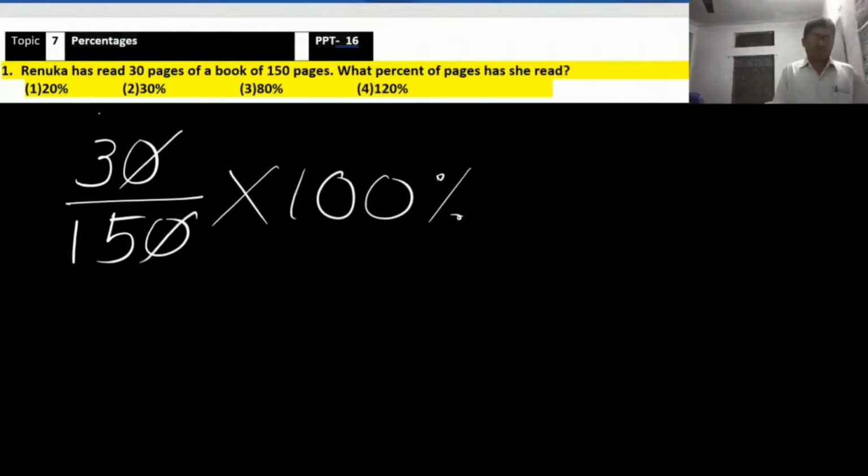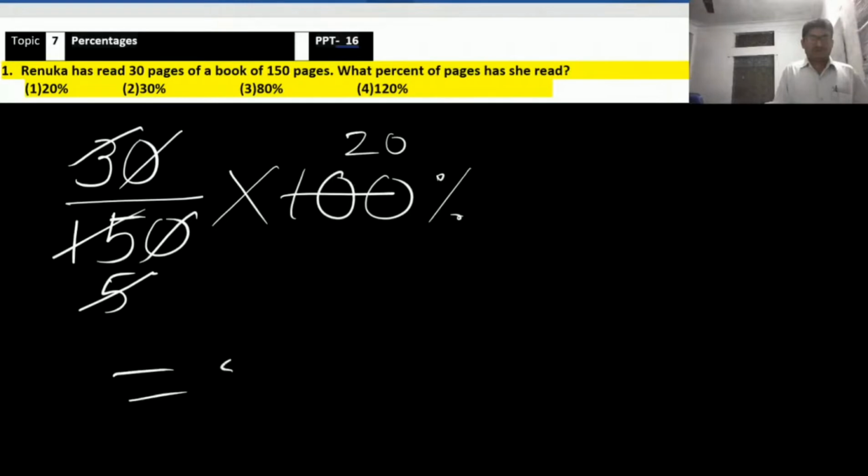3 ones are 3, 5 threes are 15; 5 ones are 5, 5 fours are 20. So 20 percentage, 20%. Option 1.